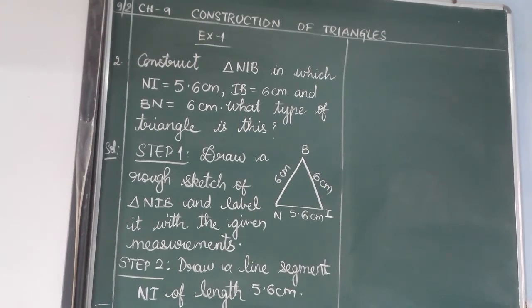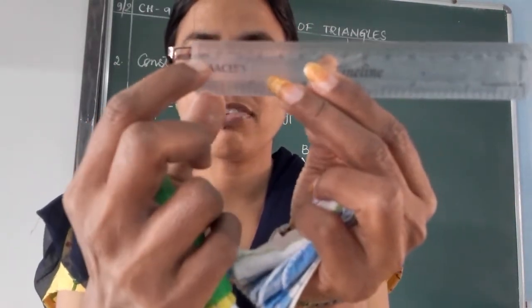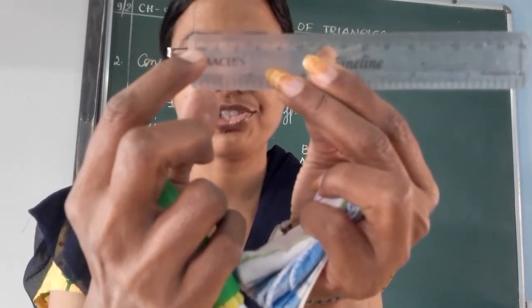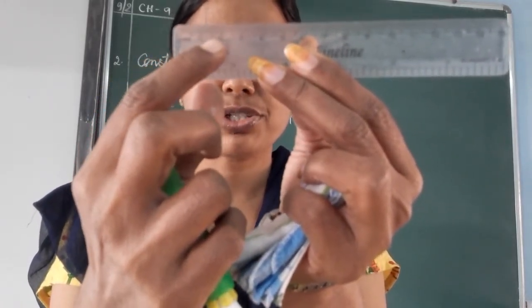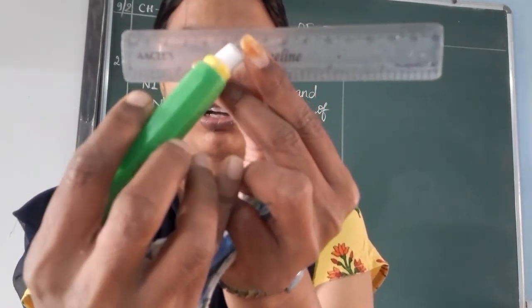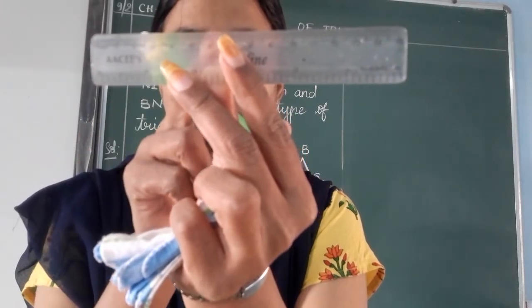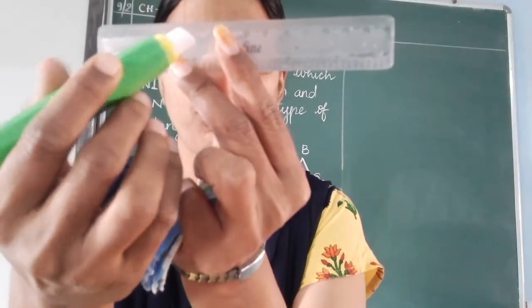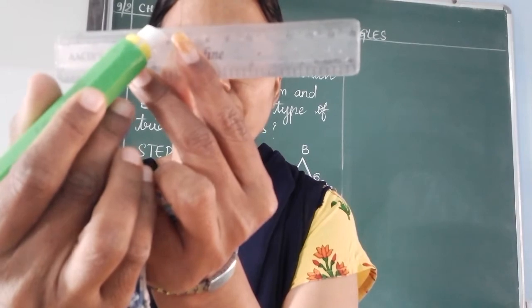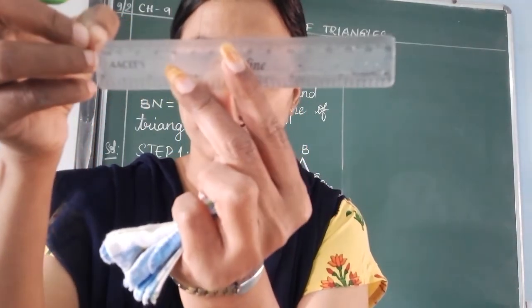Okay, let's look at the scale. So here, 0 is given. Here, nothing is written but it's 0. 1 centimeter, 2, 3, 4, 5 centimeters here. And here the longest line is 5.5. Next to that you have one long line, one small line. This is 5.6. So you are going to mark here.